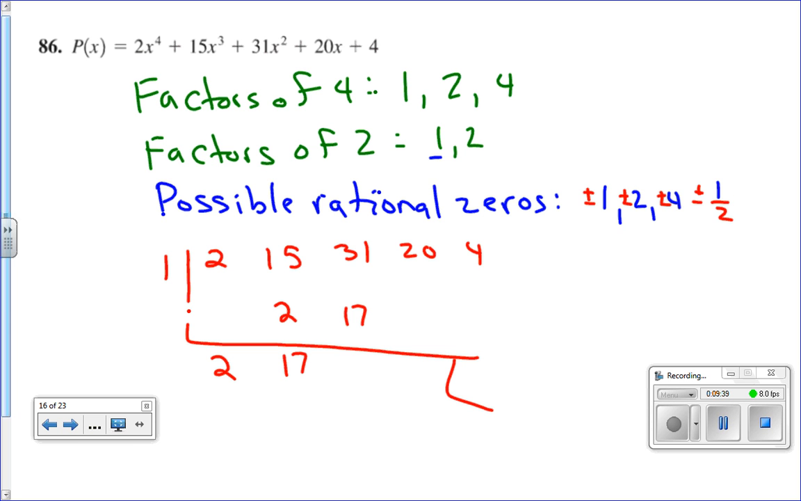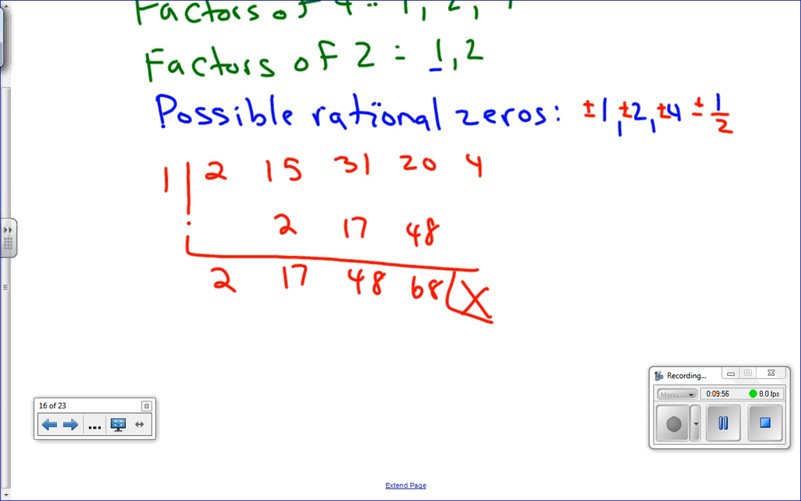Oh boy, that's a bad sign. I'm going to get 48. And I can already see that I'm going to head into trouble here. I don't even have to finish. That is not going to be 0. So I'm going to mark one off my possible list and recognize it is not a rational 0.